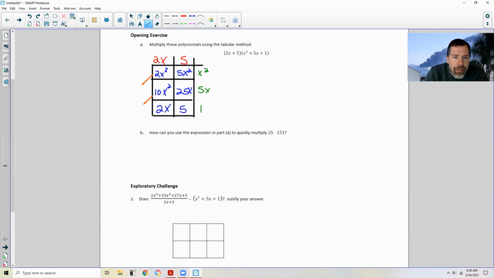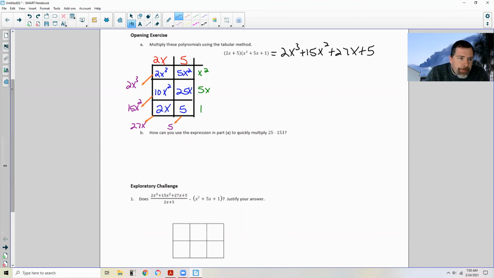you multiply the diagonals and get the products. So 2x cubed is all by itself, so it's going to give me 2x cubed. 10x squared plus 5x squared is 15x squared. 25x plus 2x is 27x, and then this 5 is all by itself. So this equals, and then here's your answer, 2x cubed plus 15x squared plus 27x plus 5.